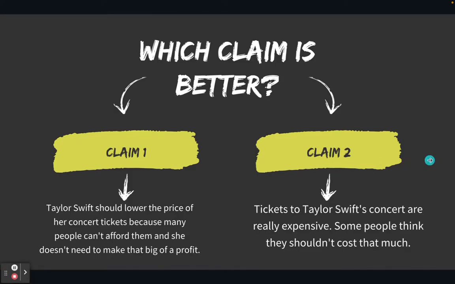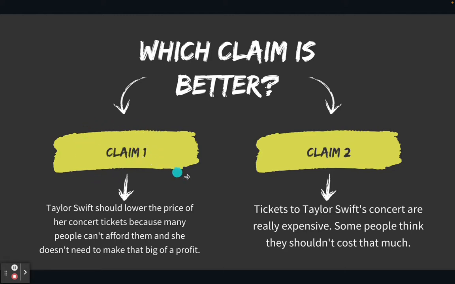Okay, this is our last one. Which one's better? Claim 1. Taylor Swift should lower the price of her concert tickets because many people can't afford them, and she doesn't need to make that big of a profit. Claim 2. Tickets to Taylor Swift's concert are really expensive. Some people think they shouldn't cost that much. Which claim is better? Hopefully, once again, you picked claim 1.